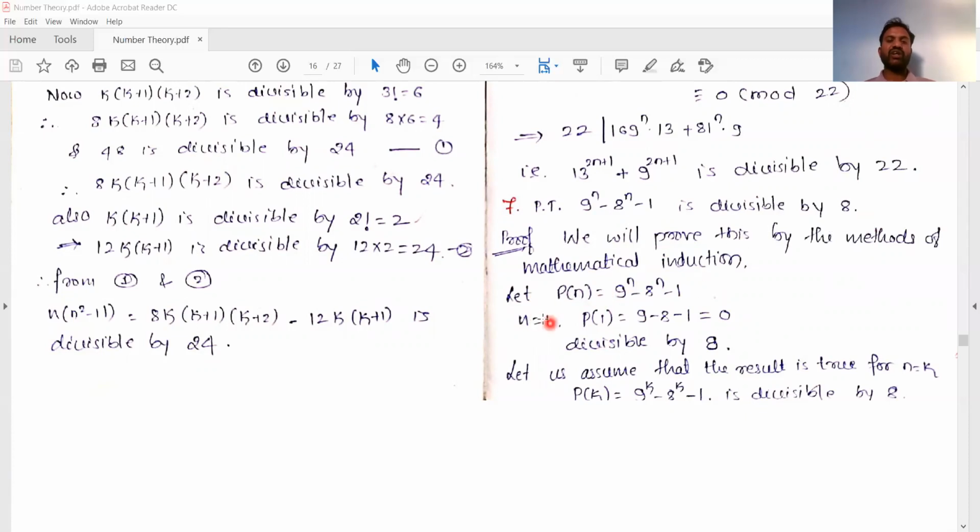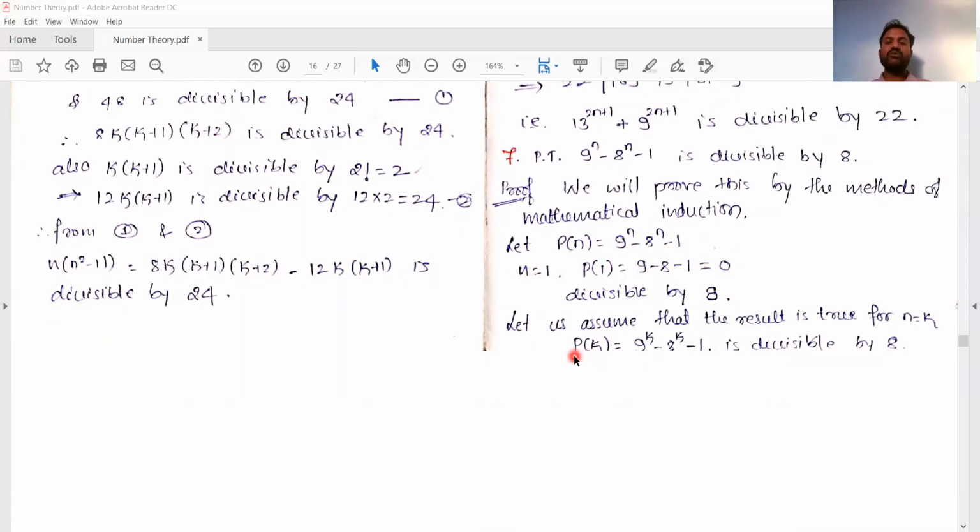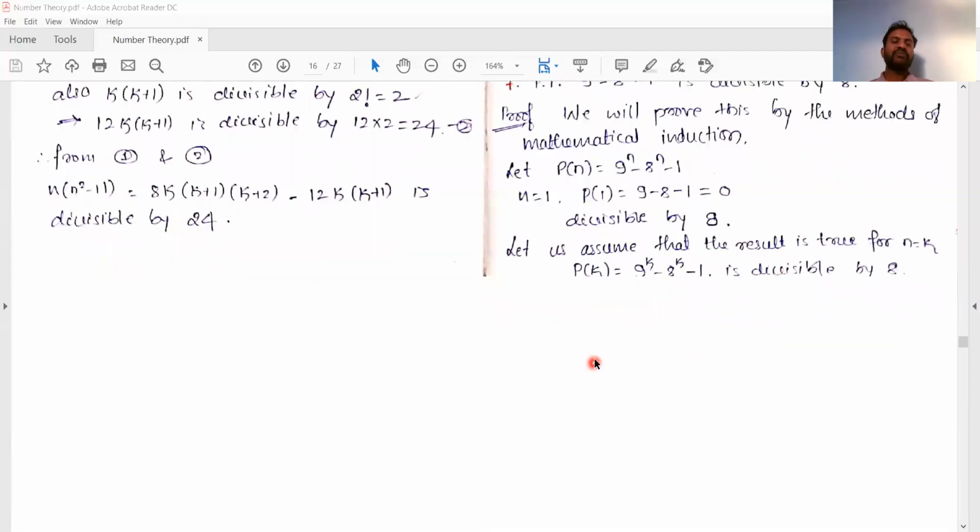So first we will check for n equal to 1 in the mathematical induction method. So we'll check n equal to 1. We are getting 0, divisible by 8, as I told already. So now, according to the induction hypothesis, we have to assume that it is true for n equal to k. We'll assume that P of k is true here, that is P of k, equal to 9 raised to k minus 8 raised to k minus 1, is divisible by 8.